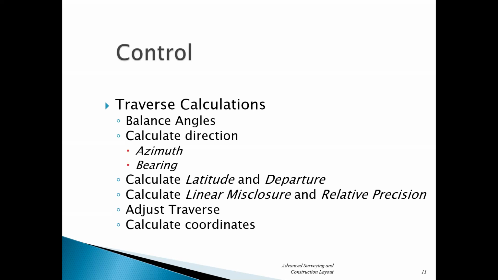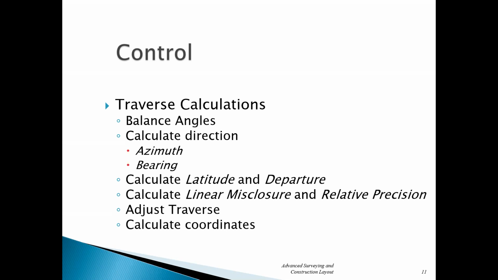So the first thing is, after you've measured your angles and your distances, you go through the calculations. The first thing we talked about was balancing angles. Then we calculate a direction. We either use that azimuth or bearing concept. And as I mentioned in class the other day, on Thursday's lab, the azimuth has a distinct advantage because it generates a sign for you, so a positive or negative sign. So that's great when you deal with that.